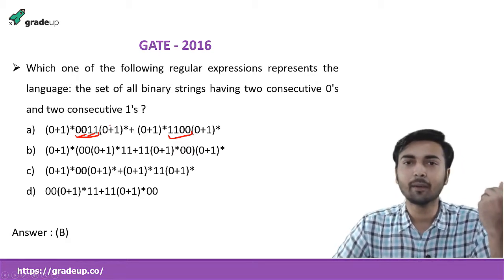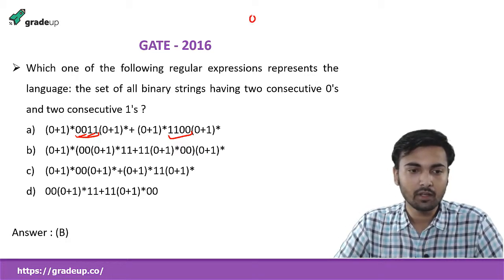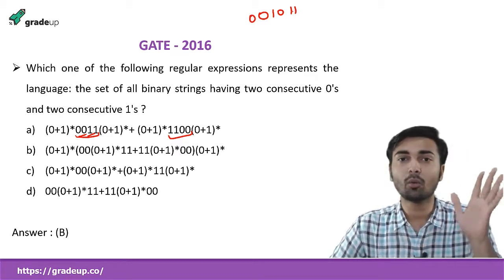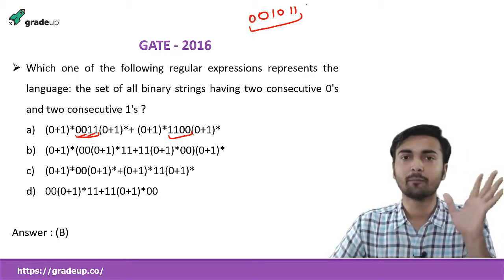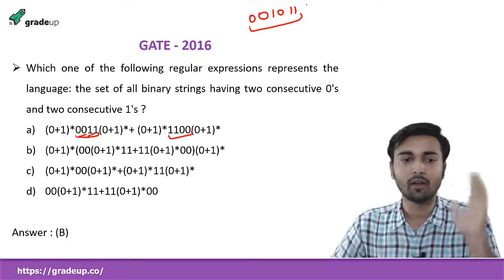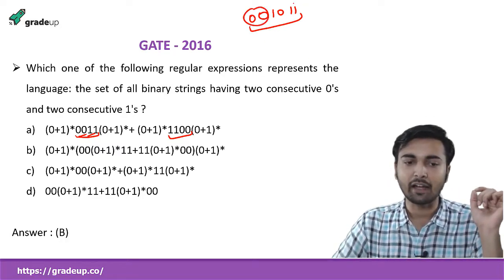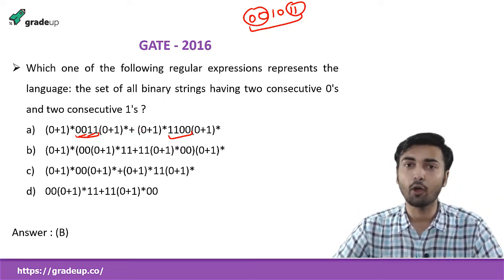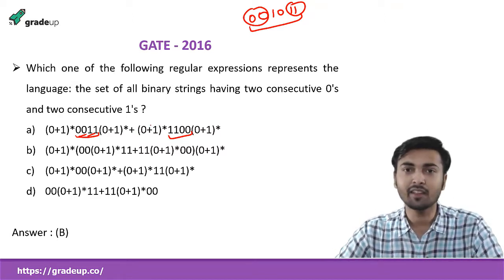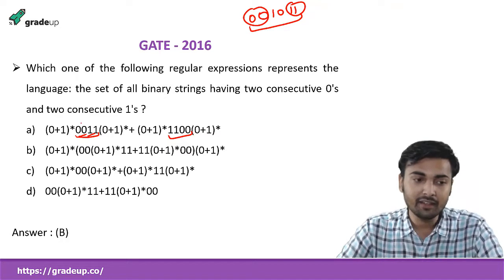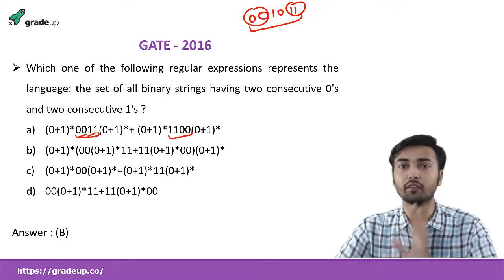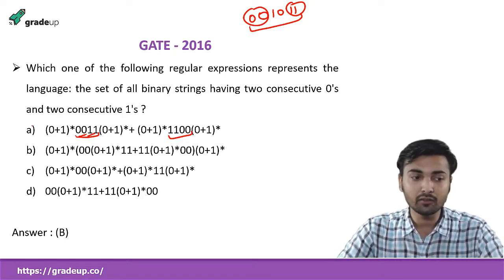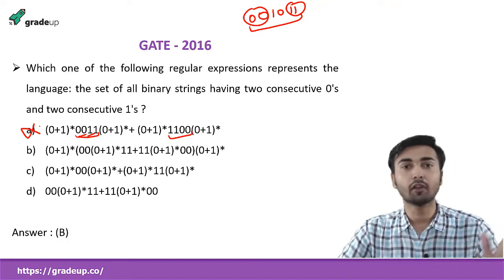So you may be thinking it is right. But see here: 00, 10, 11. The string 001011, is this string correct or not? It contains 00 and 11, so it contains 2 consecutive zeros and 2 consecutive ones. So it must be a valid string. But does option A consist of this? No. Why? Because it is saying that the 2 consecutive ones and 2 consecutive zeros will be all together, but here it is not necessary. So that's why option A is incorrect.